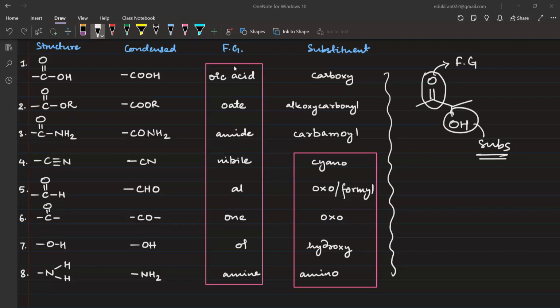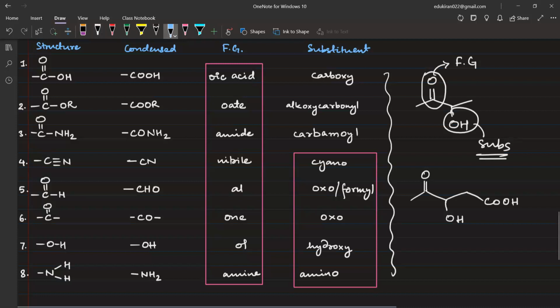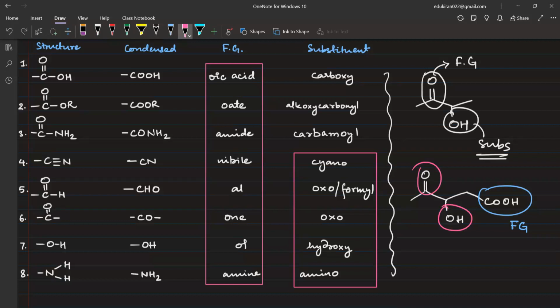Similarly, if you have something like this, COOH, and here you have, let us suppose, double bond O, here you have OH, then my carboxylic acid is going to act as the functional group. Rest of these items, the ketone and the OH, are going to act as what? This is going to be oxo now. It is not going to be one, and this will not be ol, it will now be hydroxy. Is that understood? Yes or no? Please tell me.